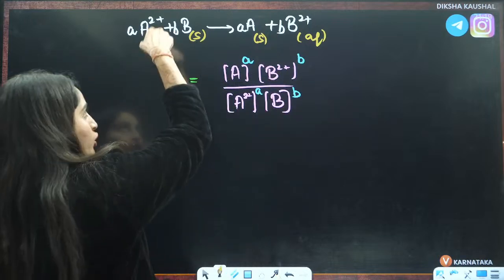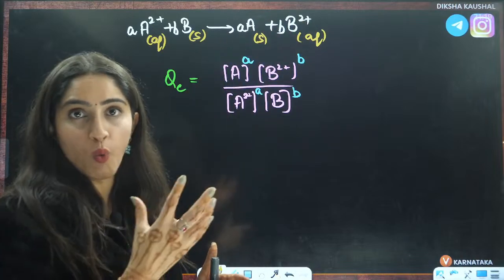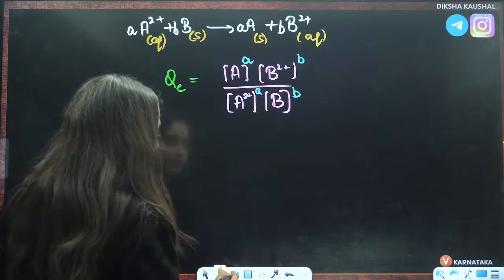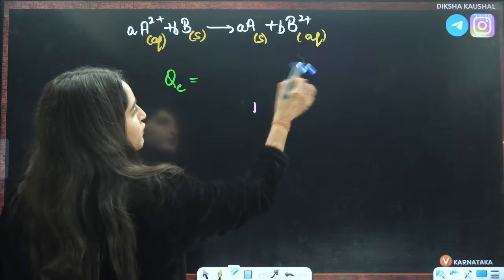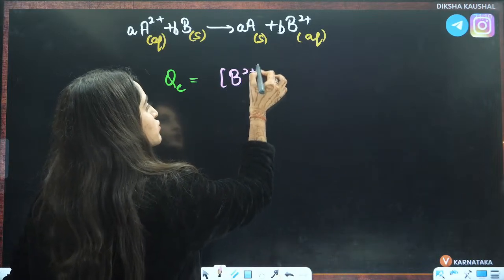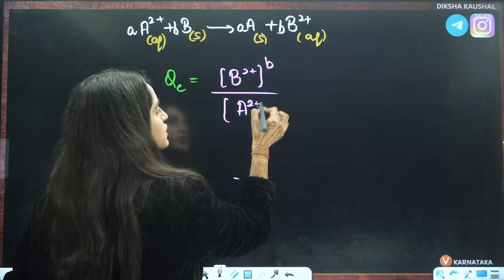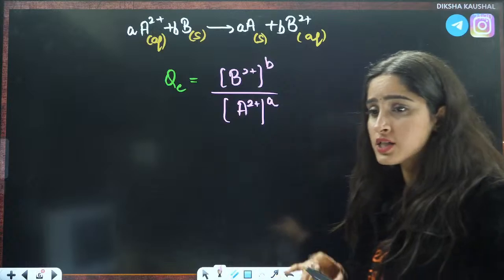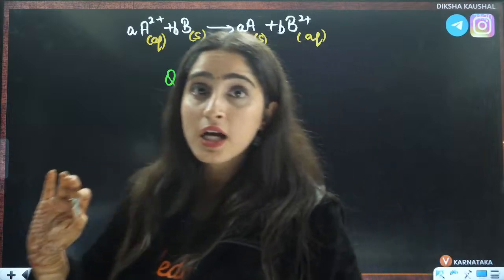Here it is not a pure liquid, it is in aqueous solution, an ionic solution. The ions are involved here in the water, so this is not a pure liquid. This is a pure solid, so for a pure solid it will be 1. So here it will be 1, here it will be 1, and this is what you will have. That is why we are going to write only the ions: the concentration of products raised to the power of the stoichiometry, divided by A2+ raised to the power of the stoichiometry. This is one way to understand this. Products divided by reactants. Now, students, tell me, is there any issue or problem in that?